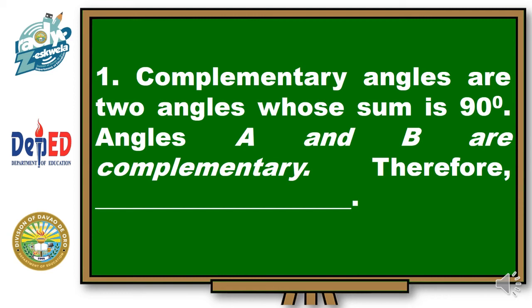Again, complementary angles are two angles whose sum is 90 degrees. Angles A and B are complementary. Therefore, blank. Write your answer on your paper to complete the statement and identify what kind of reasoning is item number 1. I'm giving you 10 seconds to answer number 1, and your 10 seconds start now.